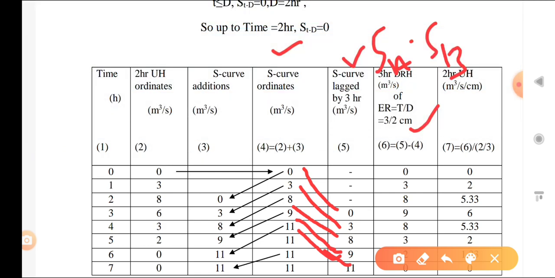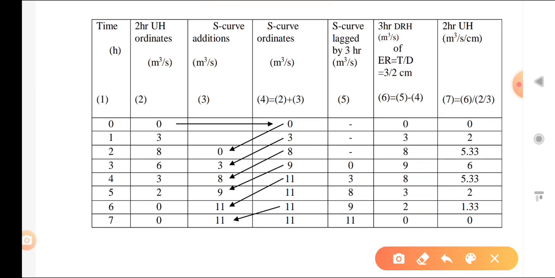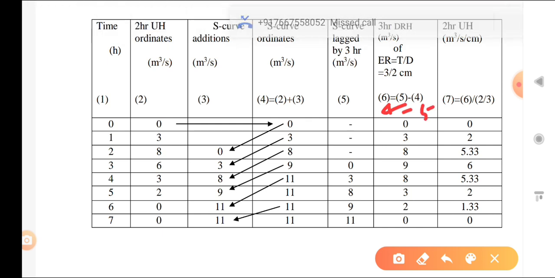So how are we finding DRH? DRH is SA minus SB. Here also it is written wrongly, so it is not 5 minus 4, it is 4 minus 5. So you know the SA and you know the SB, so you can find the DRH. So what is the DRH? Column 6 is equal to not 5 minus 4, it is 4 minus 5. So what is that? 0 minus nothing, it will be 0.